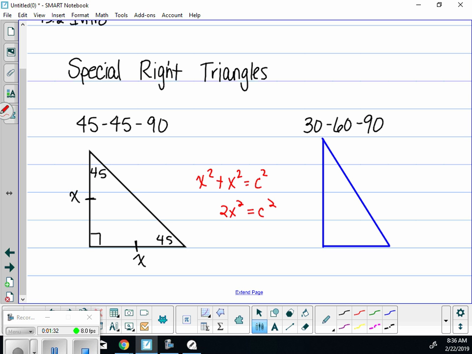Now, to figure out what the hypotenuse is going to equal, I would take the square root of each side. So the hypotenuse would equal, the square root of x squared would just be x, and then the square root of 2 would be the square root of 2. So whatever the length of the sides are, the hypotenuse is always going to be that value times the square root of 2.